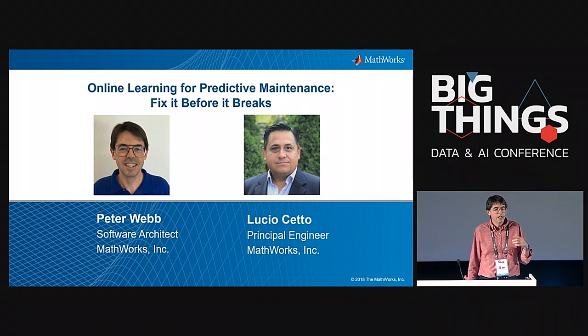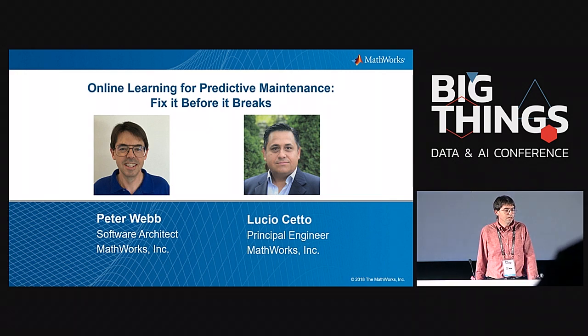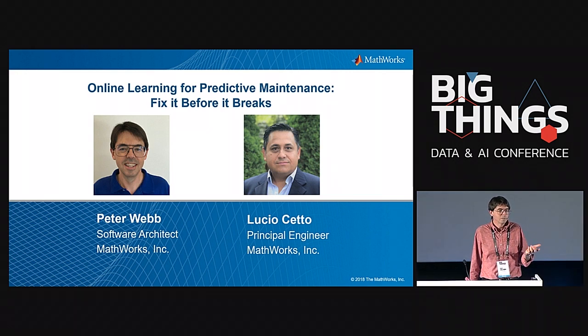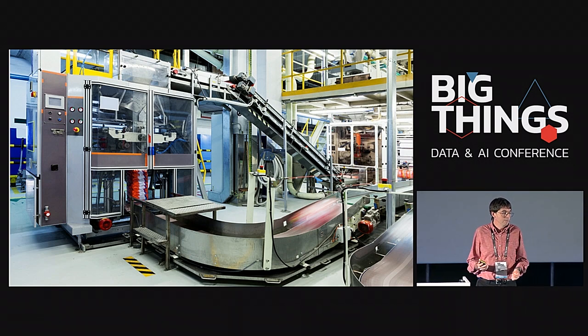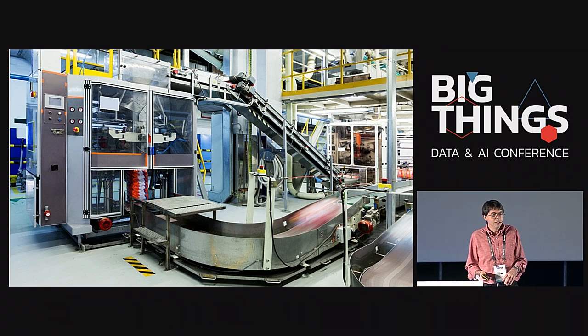We're going to talk to you today about how we used machine learning to help a customer explore the value of predictive maintenance. So this is a packaging machine. It's full of packaging motors. If any one of these packaging motors breaks, the machine stops, and that's expensive.